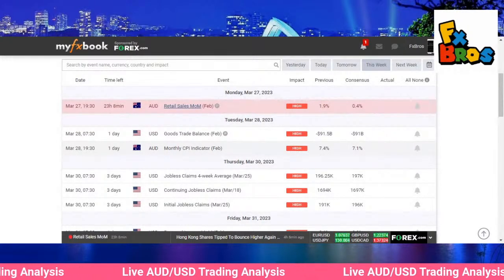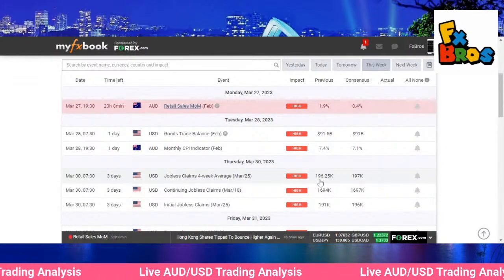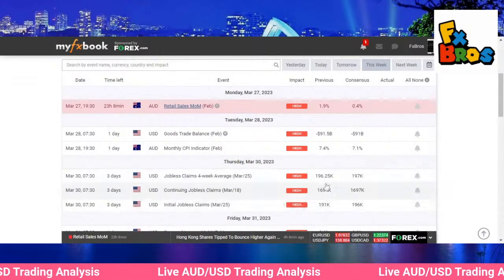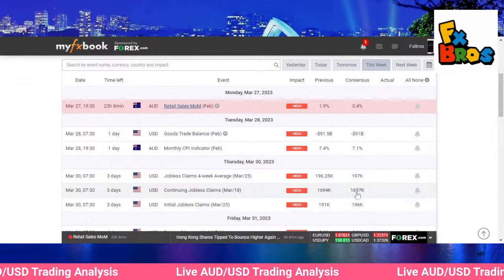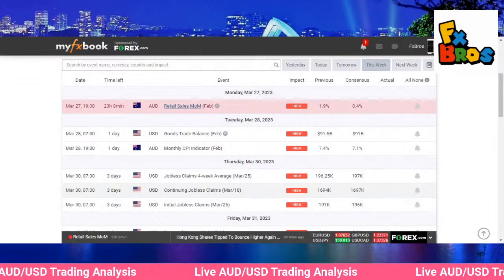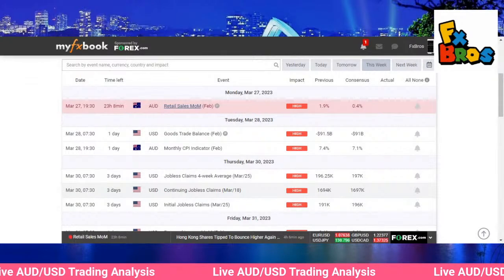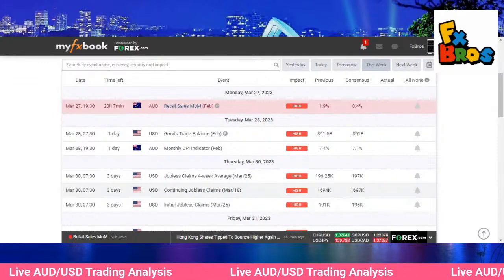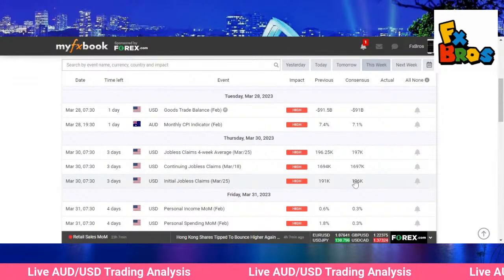Thursday, we continue with jobless claims, continuous jobless claims. Previous is 196 for jobless claims 4-week average. Continuous jobless claims previous was 169.4, and the consensus is 169.7. So they're looking for an increase on the continuous jobless claims, meaning more people from last week are continuing. The 4-week average is also seeing an increase. Initial jobless claims, they're also expecting to see an increase.